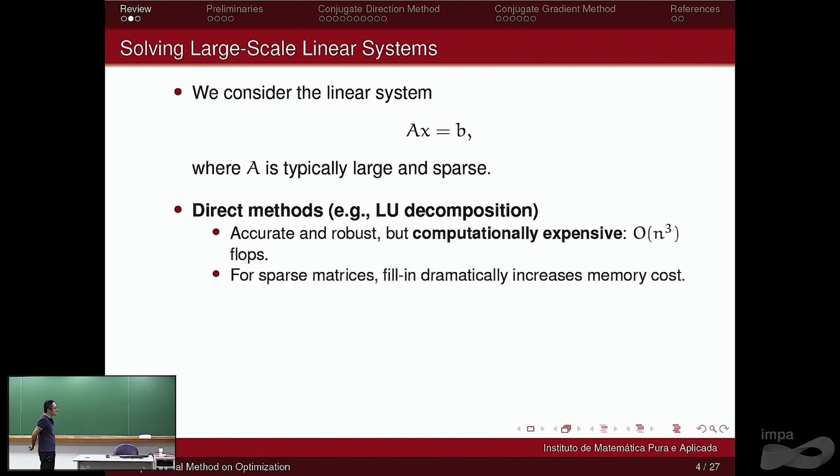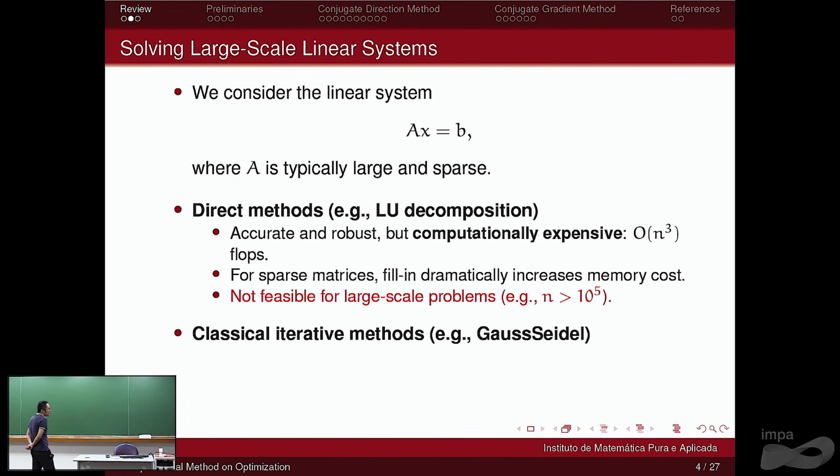And for the sparse matrix with fill-in, the memory increases a lot. You require a lot of memory to store your variables, and it is not feasible for large-scale problems. For example, when n is larger than 10^5. Maybe nowadays it's better than before because of the development of computers, but it's still not a good method for large problems.